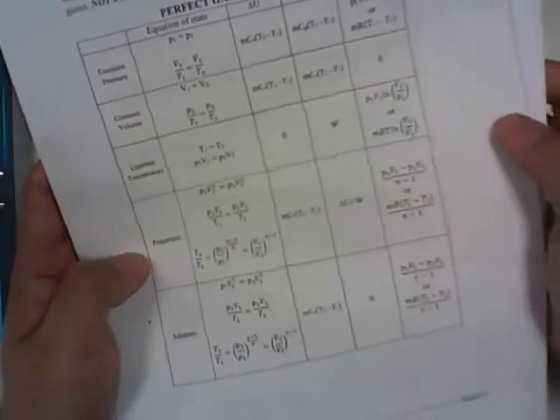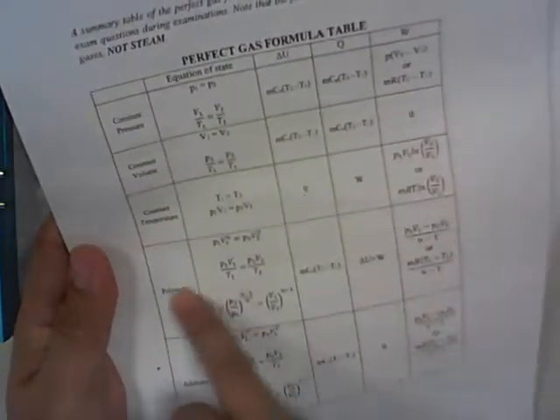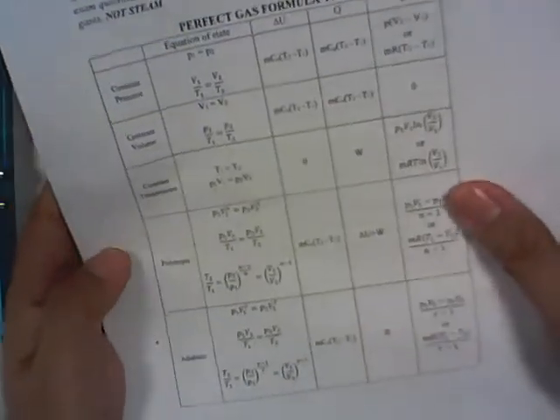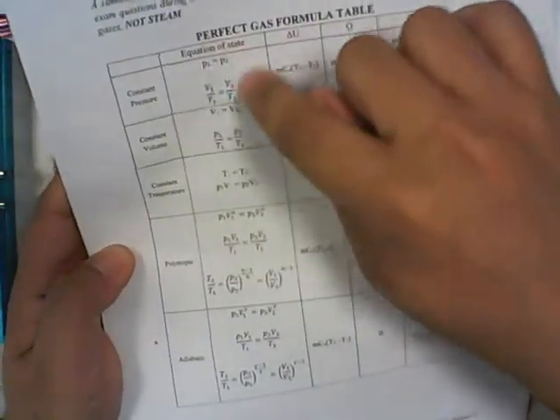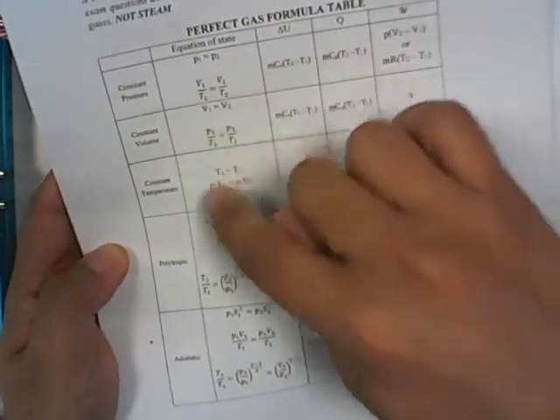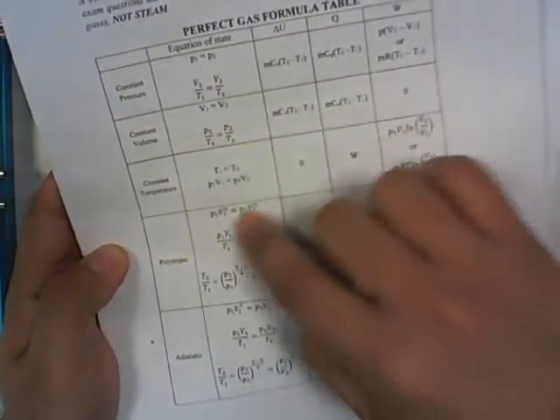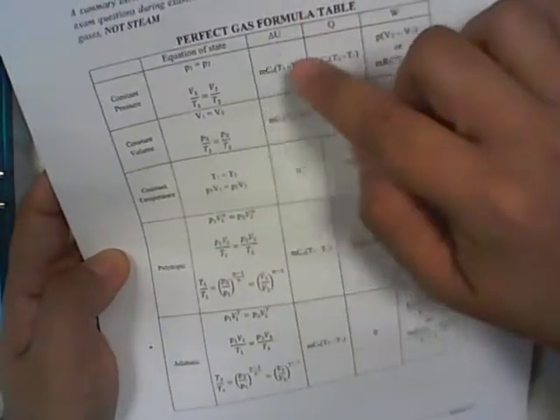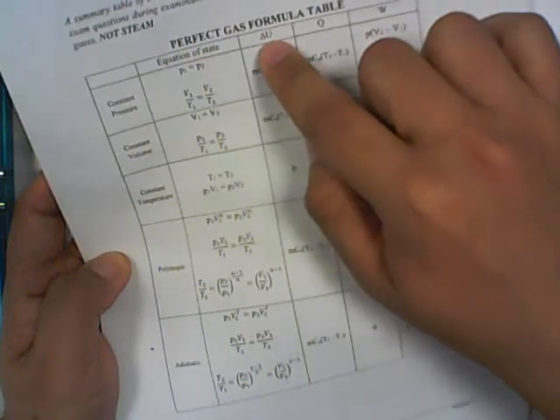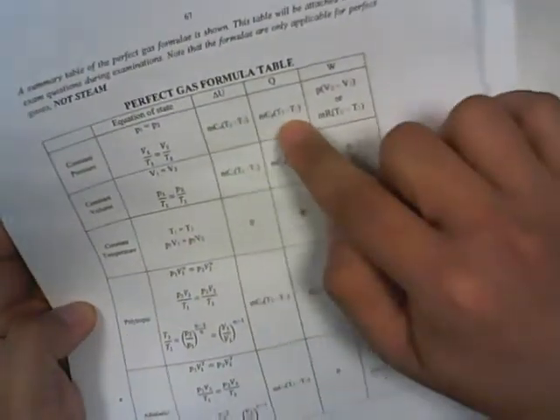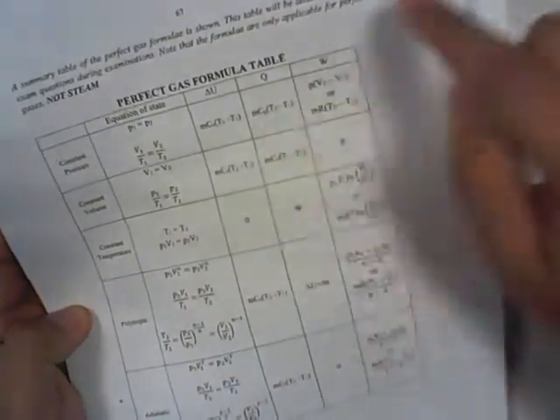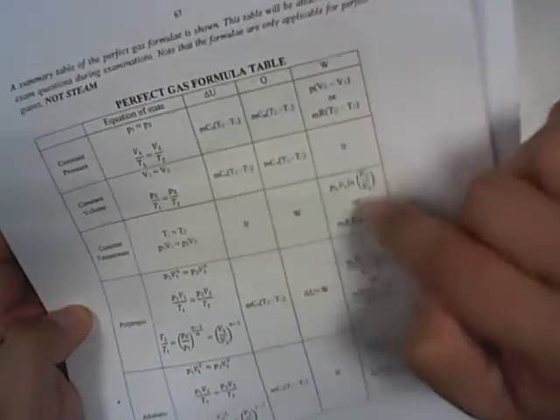Okay, this is a table which pretty much summarizes all the 5 processes, one row for one process. Constant pressure, constant volume, temperature, polytropic, and adiabatic. And for each process, what are the equations that you can use in terms of the equation of states? Okay, and how can you find the change in internal energy? How can you find the heat gain or heat loss? How can you find the work done?